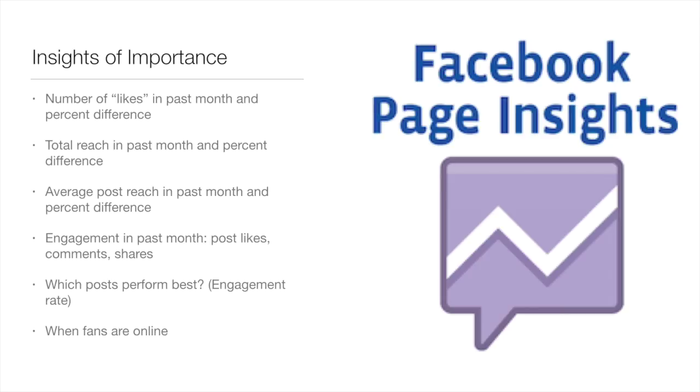The total reach in the past month, that's the number of eyeballs that actually saw your content. So I talk to them about why that's important. The average post reach, so how many eyeballs per post are you getting? And then the engagement in the past month, so I look at likes, comments, and shares on those posts. Facebook will tell you which type of post is performing best. So is it video? Is it pictures? Is it links? Is it Facebook Live?